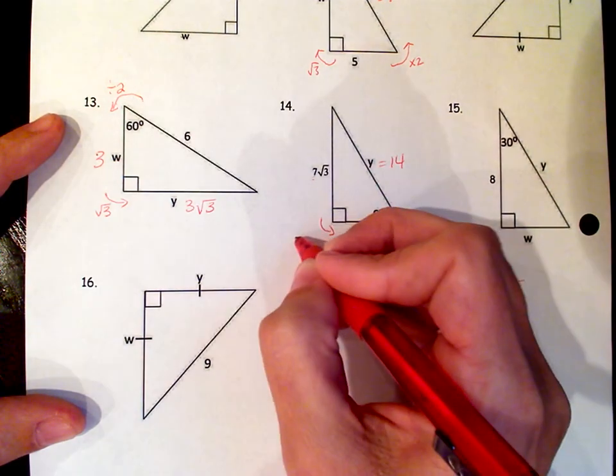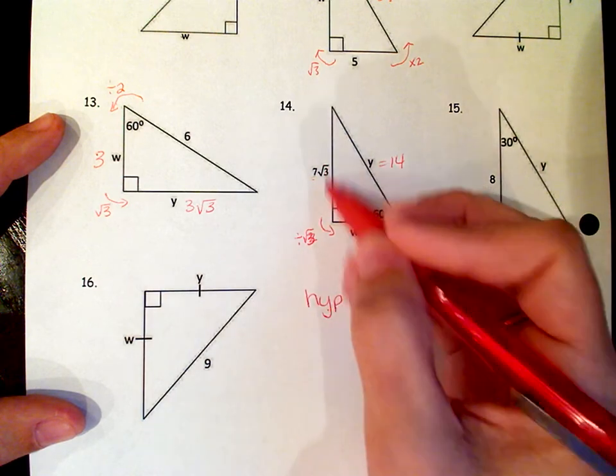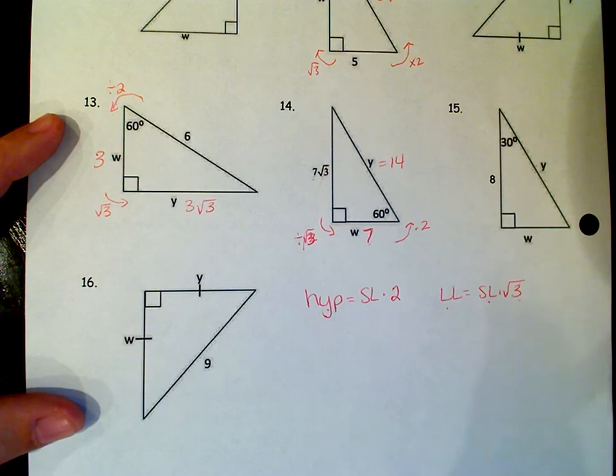So here, to go back, what we did is we divided by the square root of 3, so that those canceled, leaving you with 7, and then we doubled it to get 14.